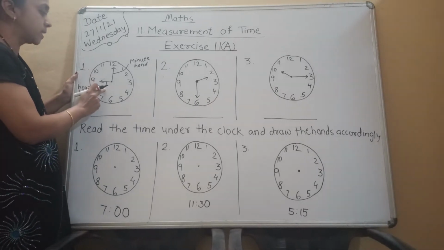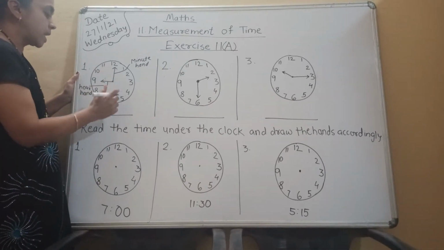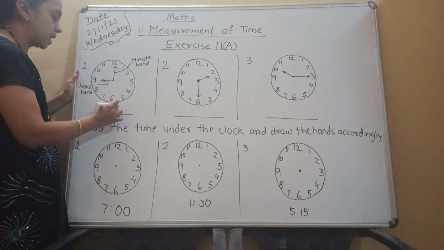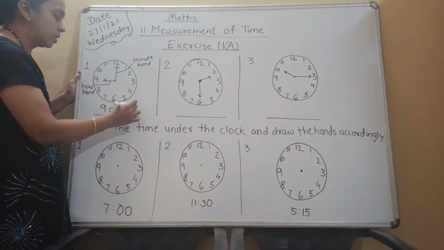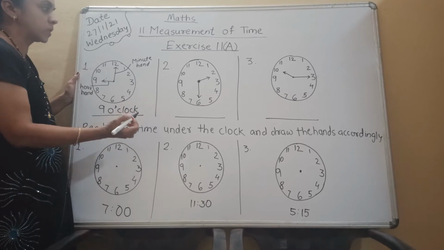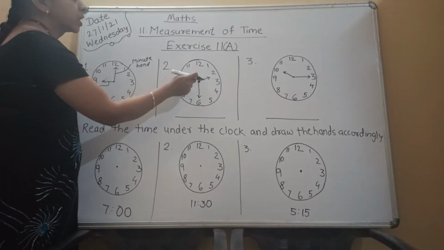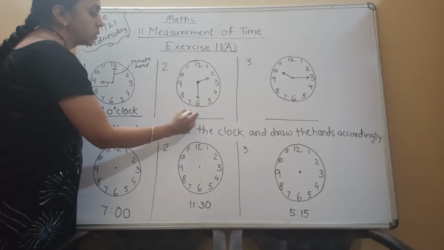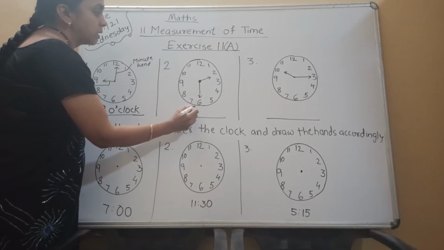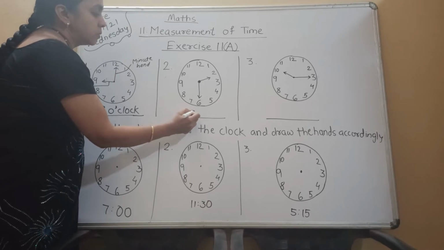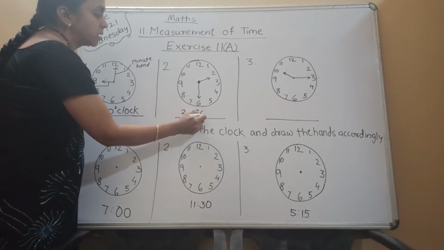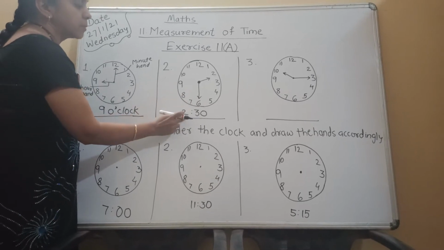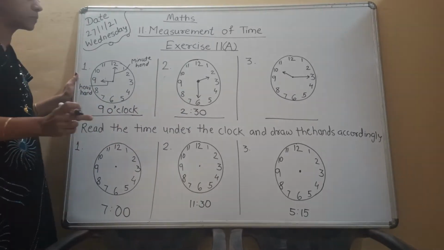Now what time is it? It is 9 o'clock. So we can write here 9 o'clock like this. Okay. Second example, what time is it? It is 2:30. We can write like this also. Okay, 2:30. Exact timing is 2:30.